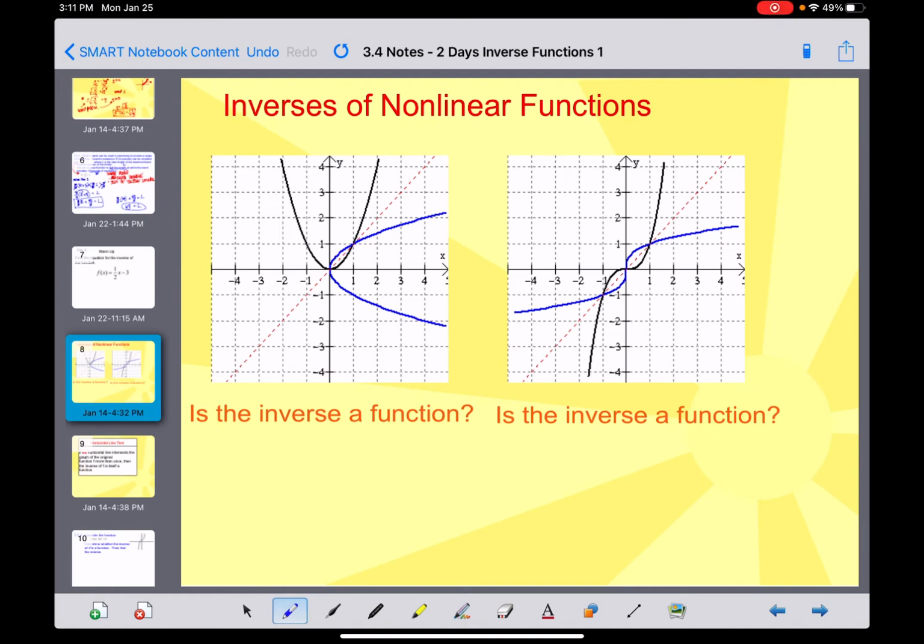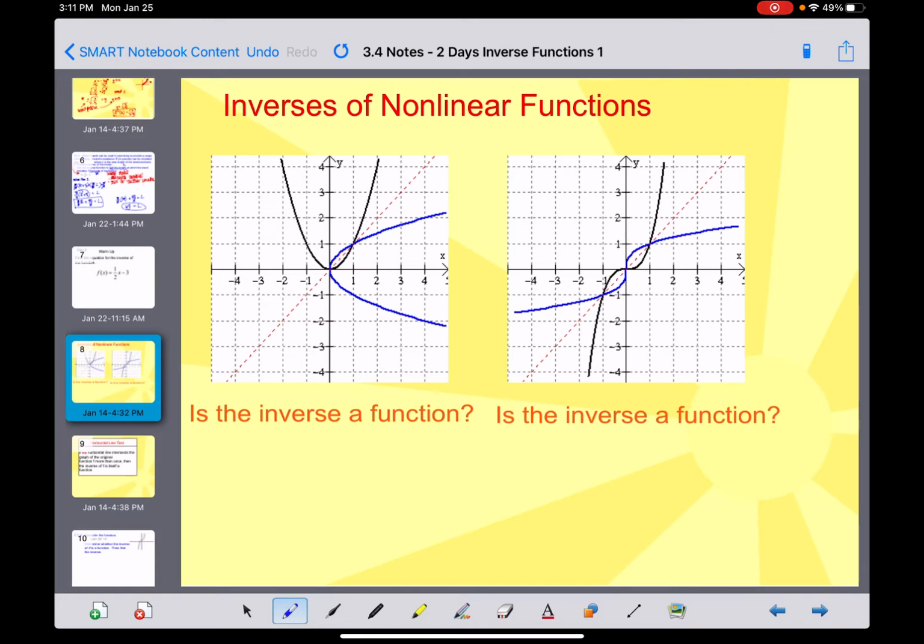Okay, so now this is day 2 of our notes for 3.4. Now we're going to talk about the vertical line test and the horizontal line test, and then how to verify that we have inverse functions.